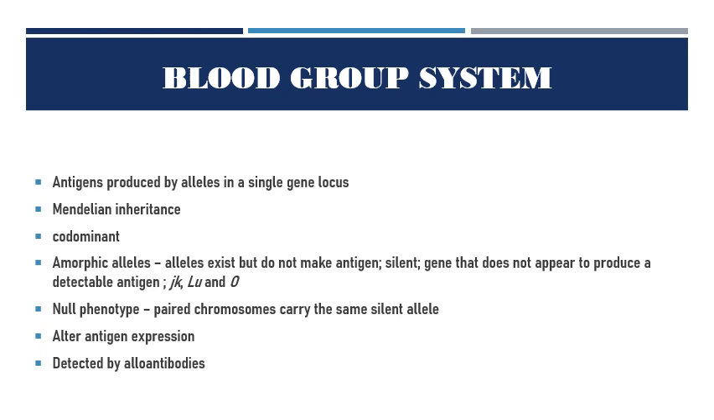When a paired chromosome carries the same silent allele, this will become the null phenotype. Some blood groups alter antigen expression, and some are detected with alloantibodies. Alloantibodies are immune antibodies that are produced following exposure to RBCs, for example, blood transfusion or pregnancy.